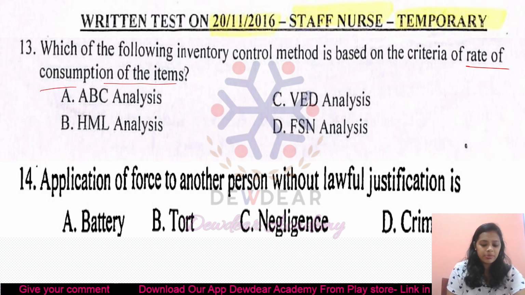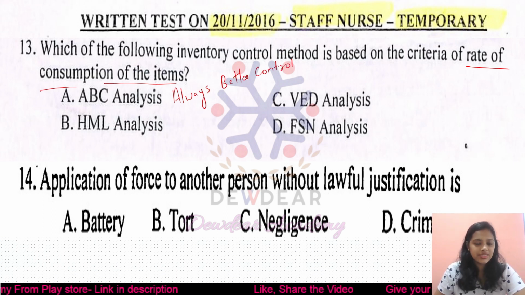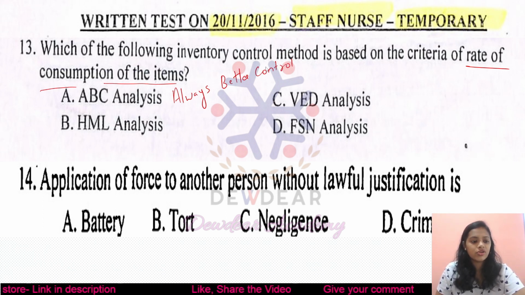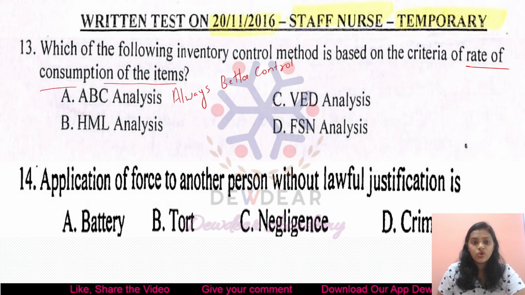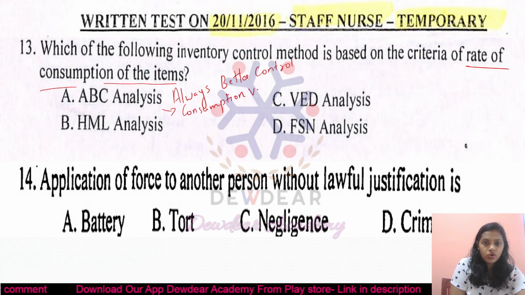So first is ABC analysis. ABC analysis means always better control. ABC analysis is an inventory control method, and it is based on consumption value or cost.